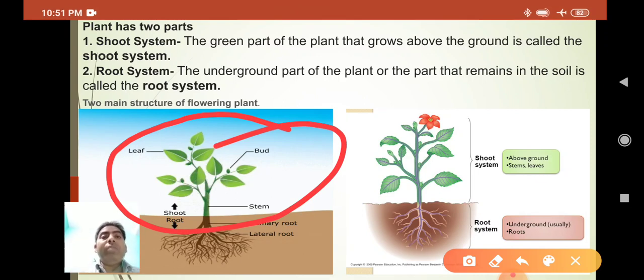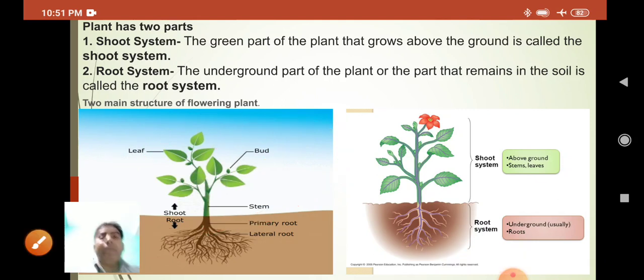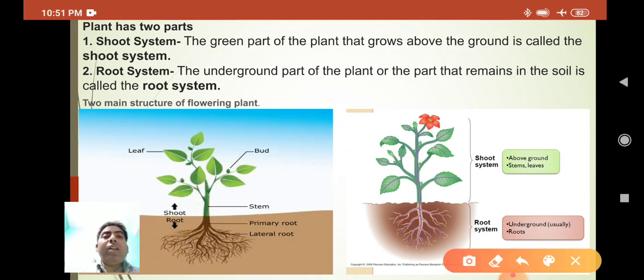Which things come under the shoot system? Leaf, bud, stem, they come under the shoot system. Now the other part is the root system. What is the root system? The underground part of the plant, or the part that remains in the soil, is called the root system. Here you can see this is the root system, which is found under the ground. As we all know, under the ground the root part is there. Here there is the primary root and the lateral roots.